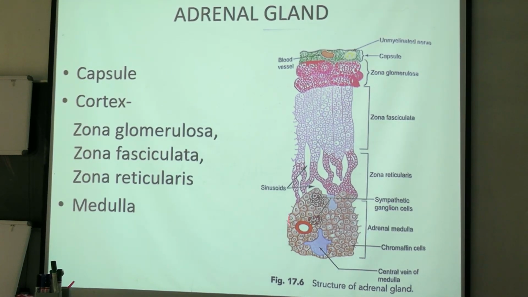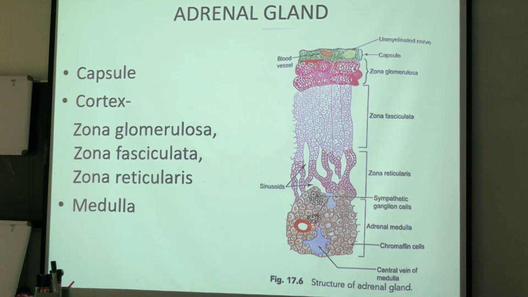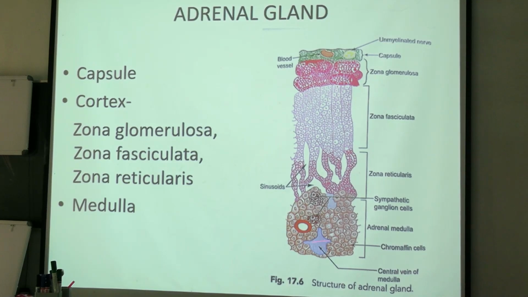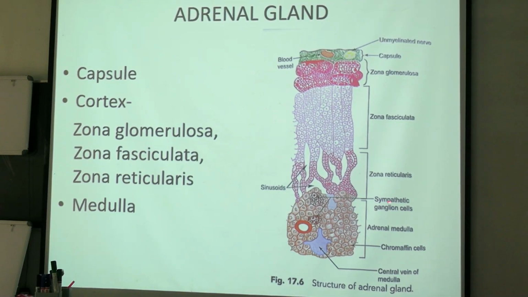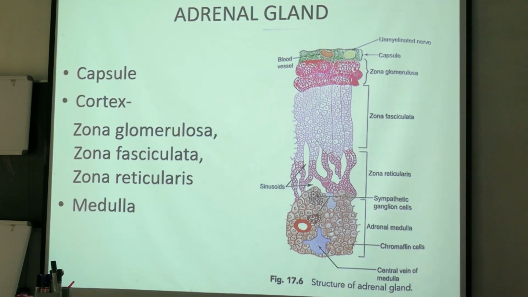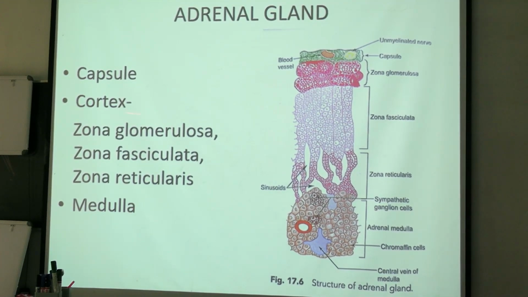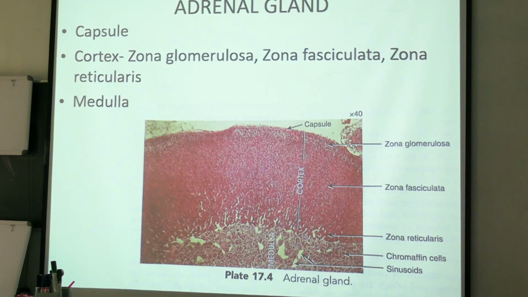And this part is the medulla, formed of clumped clusters of chromaffin cells. Also you see some venous sinuses. This is the central vein of the medulla. This is a section of the artery, and sympathetic ganglion cells are present, which help in the secretion of catecholamines. So the cortex has these three zones. Outermost is the capsule, then the cortex, zona glomerulosa, fasciculata, reticularis, and then the medulla. So like this you will see under the microscope.